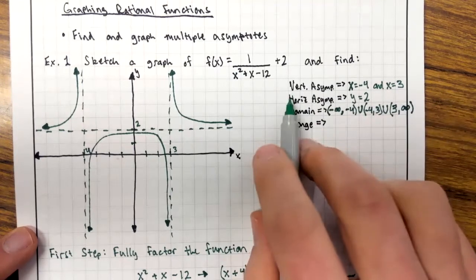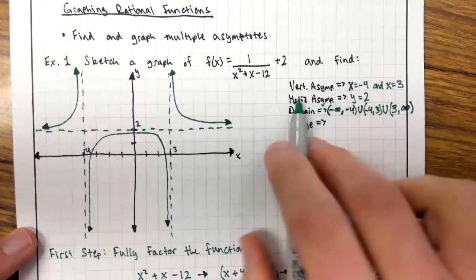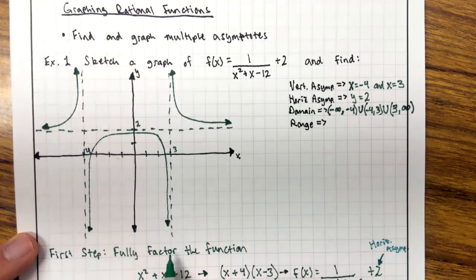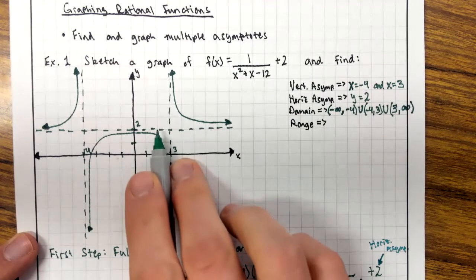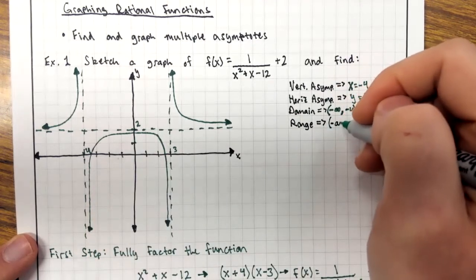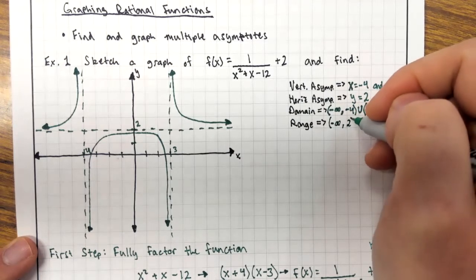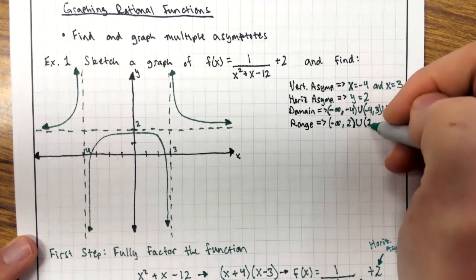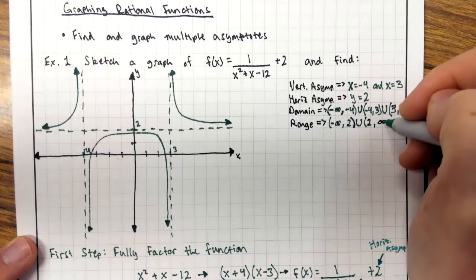So the range works pretty much the same way. But we're looking at these horizontal asymptotes. These are what's going to break up our function. So the range, the y values, looks like we can go from -infinity up to, not including 2. Then our function can go from 2 up to +infinity.